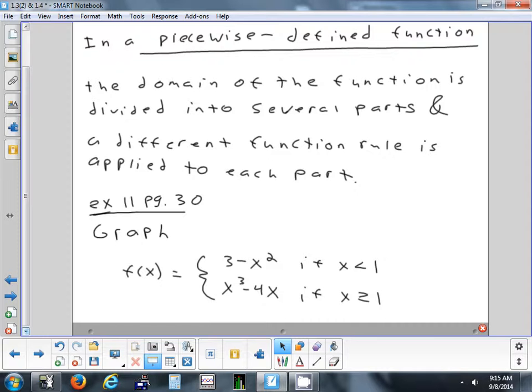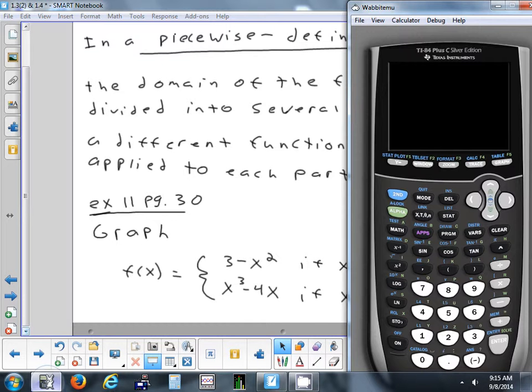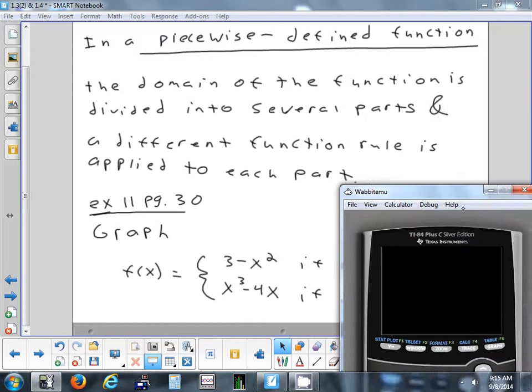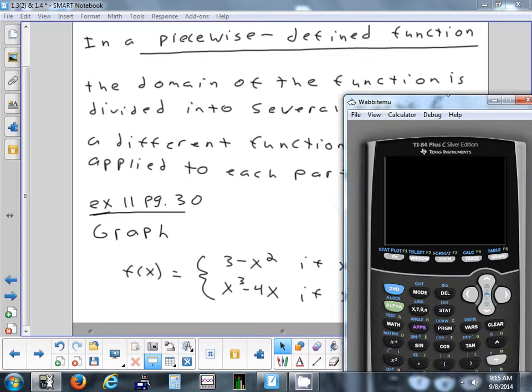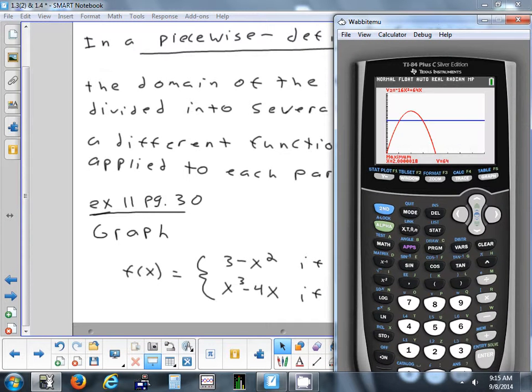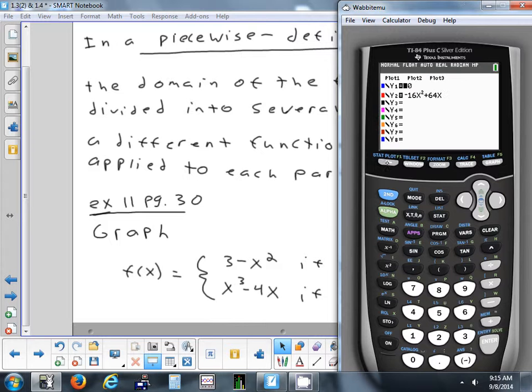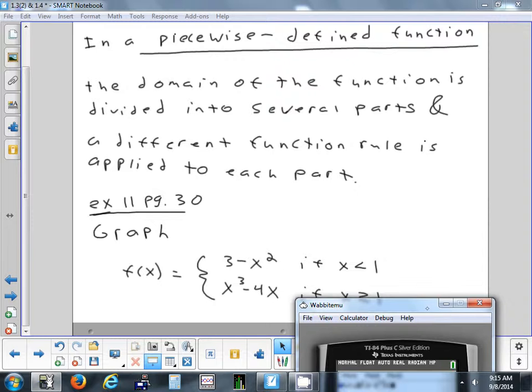Okay, to type it in, we've got to use parentheses. You have to put parentheses around your function. That's not normally something we have to do, but when we're typing in a piecewise function, we do. So type 3 minus x squared in parentheses. And then next to it, you're going to put another parenthesis. In this parenthesis is going to be the condition when you want to use that function. We want to use it when x is less than 1.